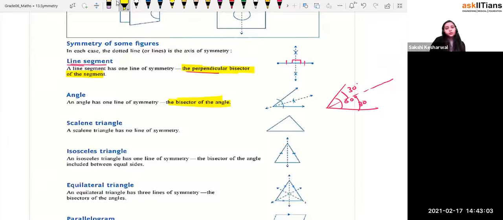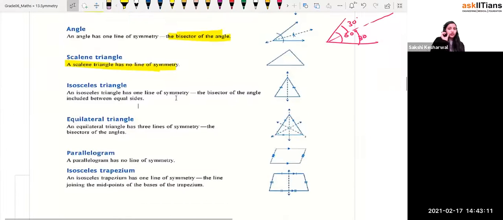What do you mean by a scalene triangle? Triangles which have all the sides unequal. So scalene triangles have no line of symmetry, right? What is an isosceles triangle? An isosceles triangle means two sides are equal. So an isosceles triangle has only one line of symmetry, and that is the bisector of the angle included by the equal sides, right?